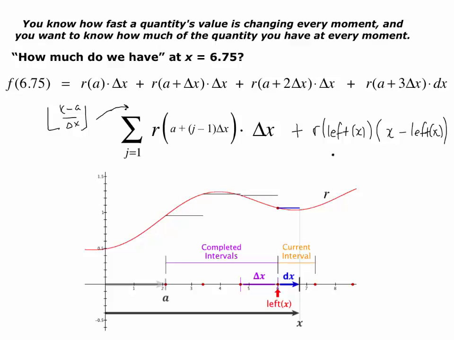And then we know that the last thing is that this left x function is what? Left x is left of x. We know it was a plus how many intervals of delta x? The number of completed intervals. So we're going to use it again, right here. There's the left x function. Here it was a plus 3 delta x, but 3 was just the number of completed intervals. There it is, a plus the number of completed intervals to get to left x. So now we know what it all means, okay?